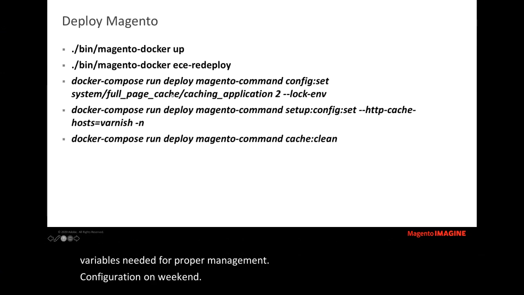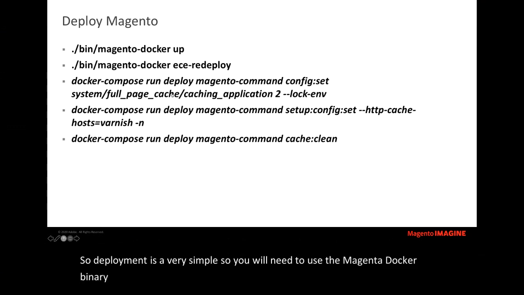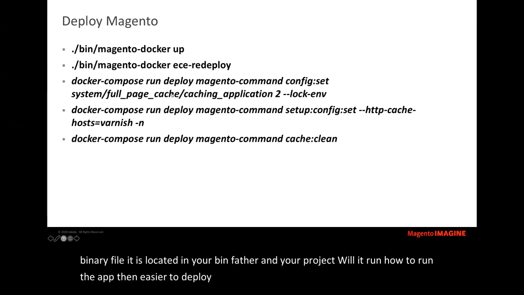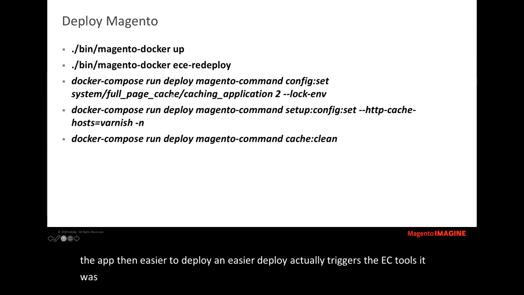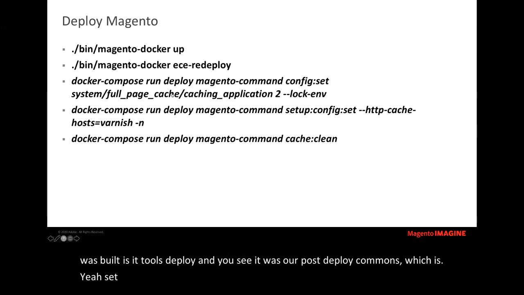Deployment is very simple. You will need to use the Magento Docker binary file, which is located in the bin folder in your project. You will learn how to run the app, then ece-redeploy. ece-redeploy triggers the ece-tools build, ece-tools deploy, and ece-tools post-deploy commands, which get your Magento installed and running.